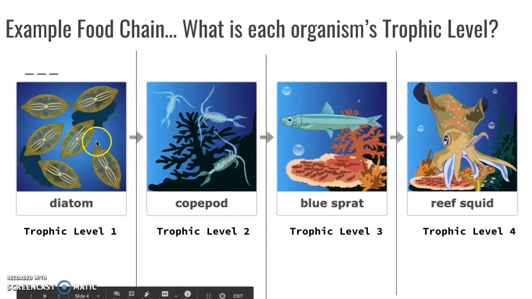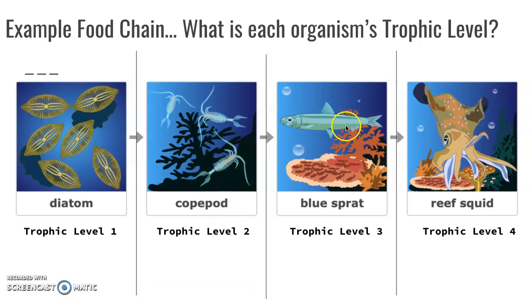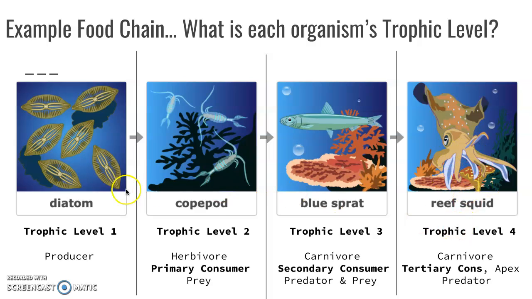Yes, the diatom, our producer, is trophic level 1. Copepod is trophic level 2. Blue sprat is trophic level 3. Reef squid is trophic level 4. And we can also identify the rest of the information. Last week we practiced predator-prey, primary consumer, secondary consumer, tertiary consumer, producers, herbivores, carnivores. We practiced this bottom part, but now we're adding in the trophic levels. This practice was a lot like your IXL last week.